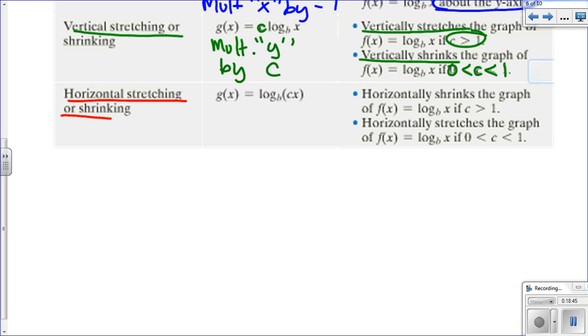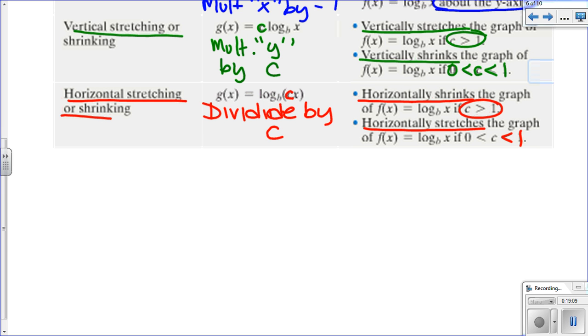And the last one here is the horizontal stretching or shrinking. And this one is counterintuitive again. If the constant is greater than 1, the graph will be horizontally shrinking. If the constant is less than 1, the graph will be horizontally stretching. And that happens because instead of multiplying, you will be dividing. So divide x by c.